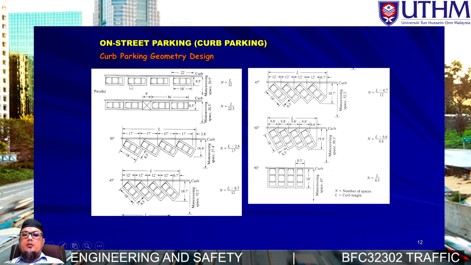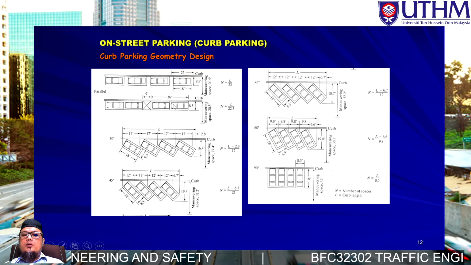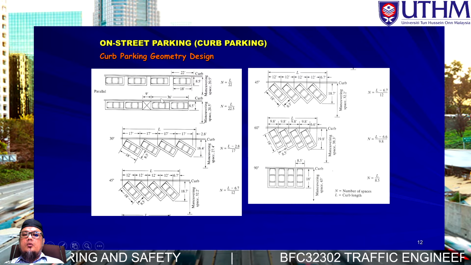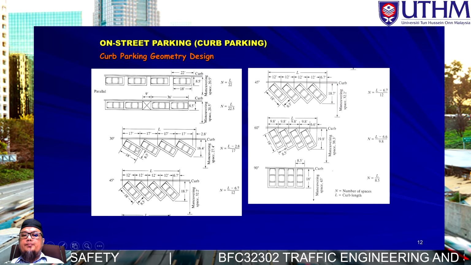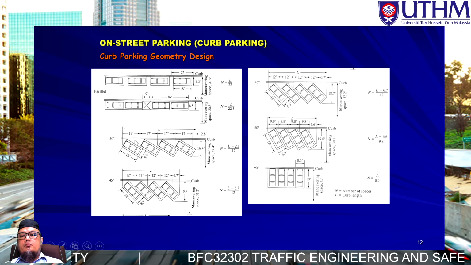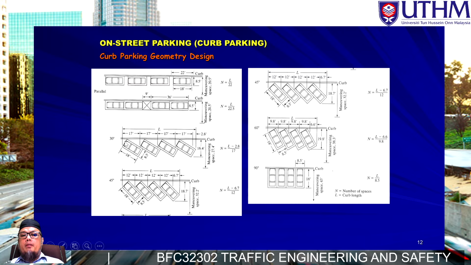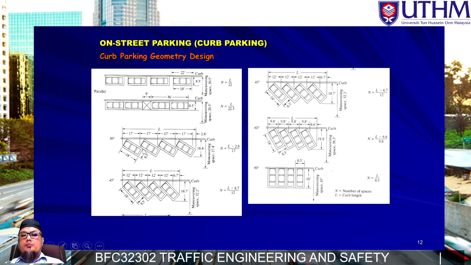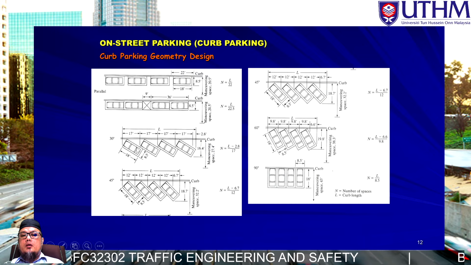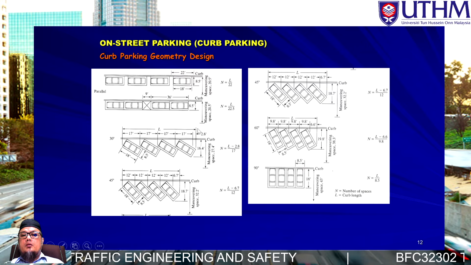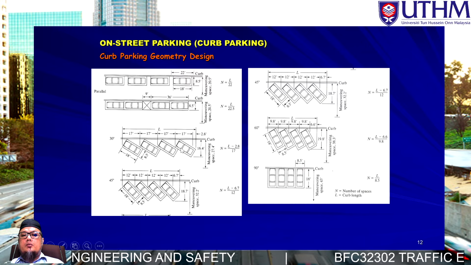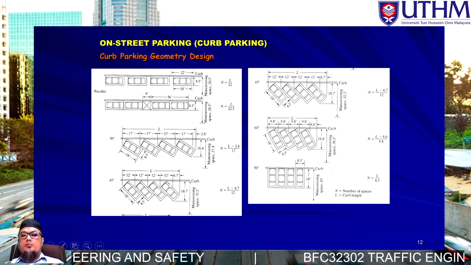So for parallel parking it is quite simple, just straightforward, but you have to allocate some space for the average length of a vehicle. Compared to angle parking, we can insert more vehicles because the space is diagonal or inclined. So we can use a short line to refer to this line, but we can allocate more parking space area.